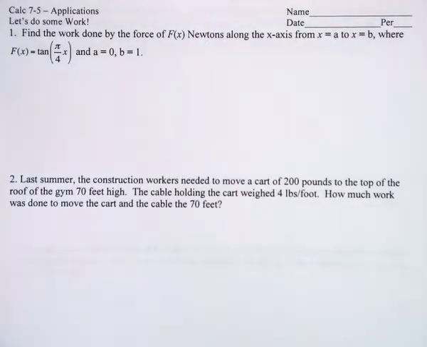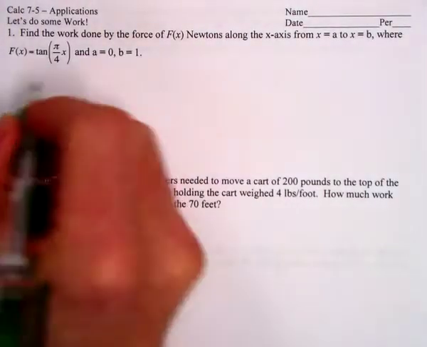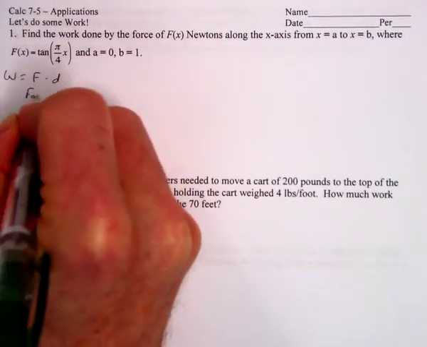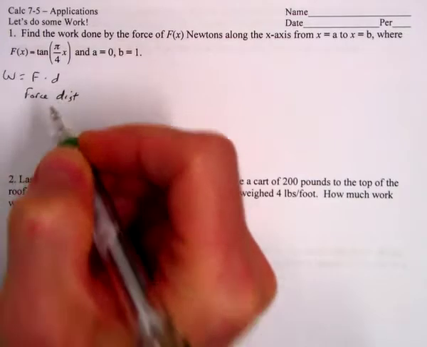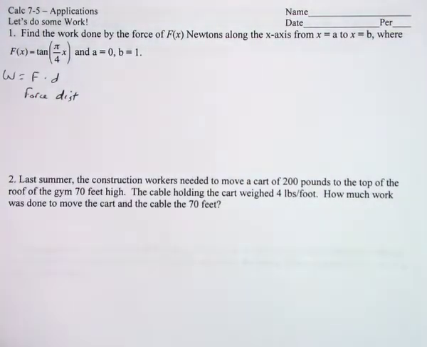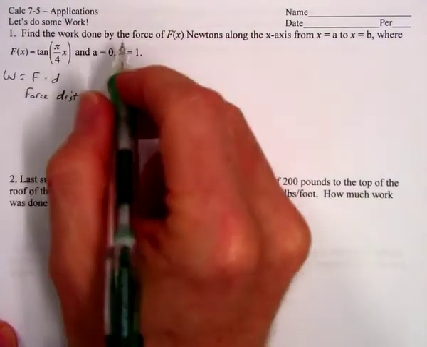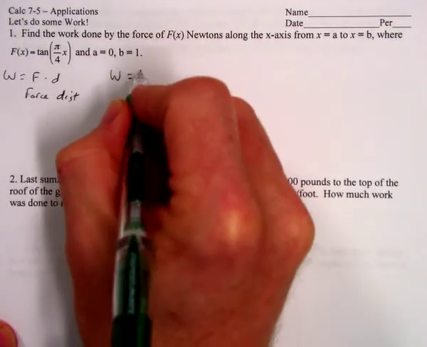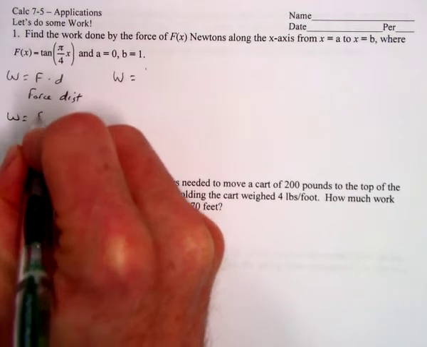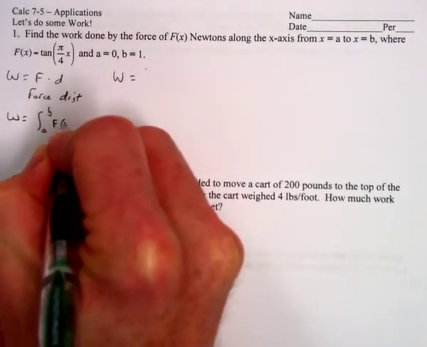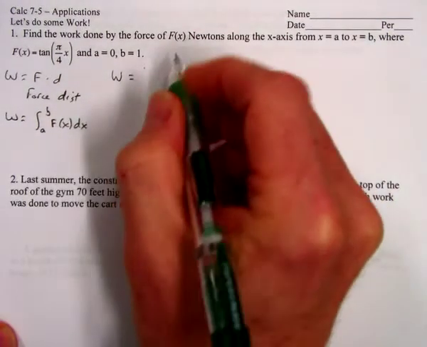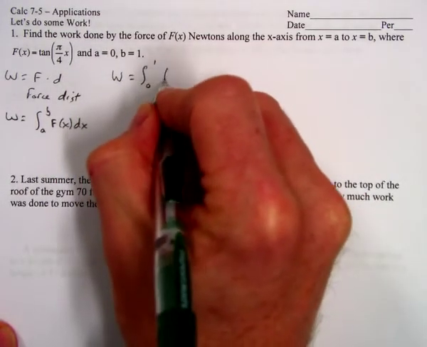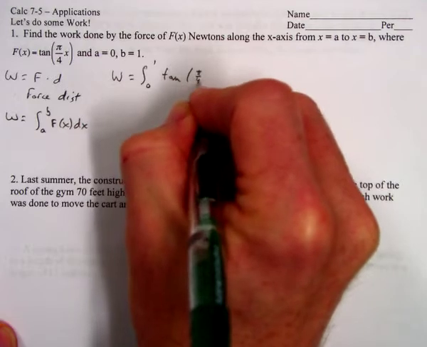All right, let's do some work. Recall that work equals force times distance. Write that out, where the force is in the direction of the motion. So when we're looking at this problem, we have a force of tan of pi over 4x. So in general, we'll go from a to b of f of x dx. In this particular problem, we'll go from 0 to 1 of tangent of pi over 4x dx.